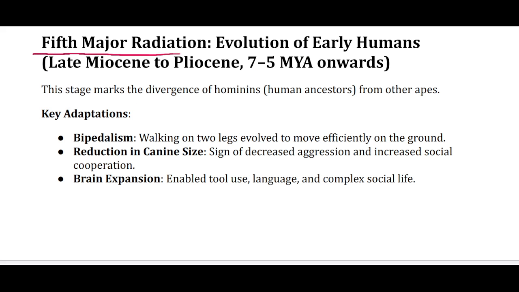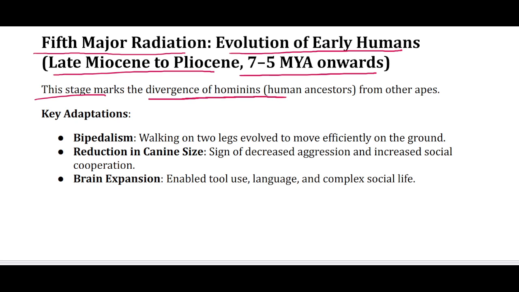Now let's have a look at the fifth major radiation that led to the evolution of early humans, from late Miocene to Pliocene, around 7 to 5 million years ago. So this stage marks the divergence of hominins, human ancestors, from apes.